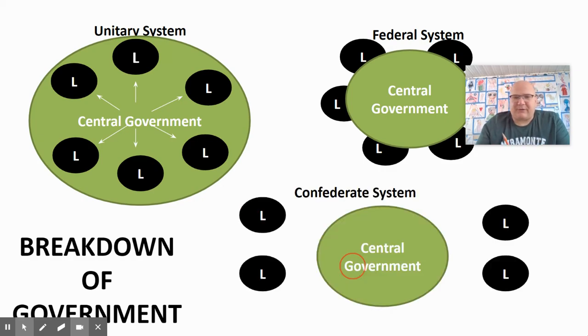And finally, you've got the confederate system, where the central government exists because the local governments allow it to. If at any point in time one of those local governments wanted to leave, they could do so. Great Britain leaving the European Union was a good example of this. Also, the United Nations would be an example of this. It doesn't mean there's no power in the central government. In fact, sometimes there's a lot of power, but if at any point one of those smaller governments wants to leave, they can do so.